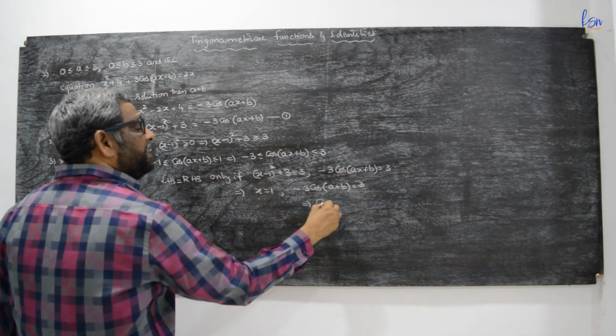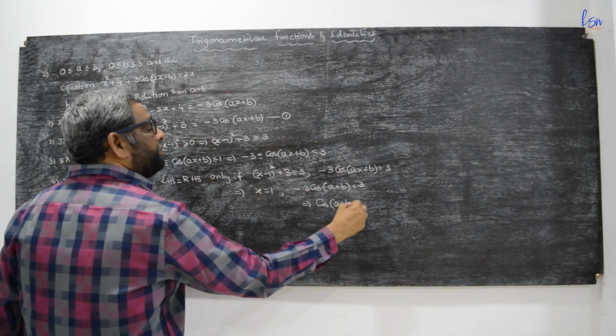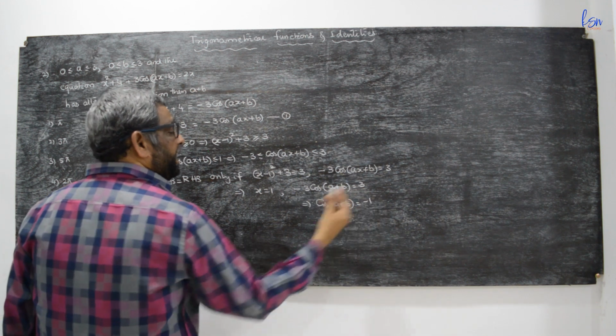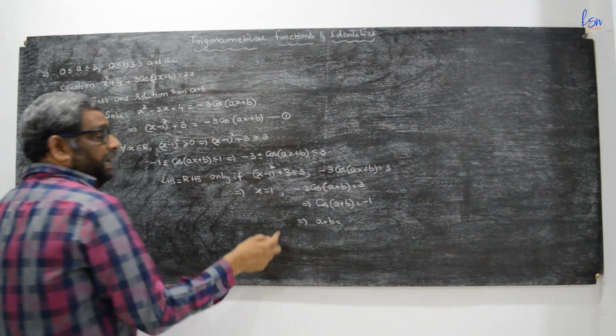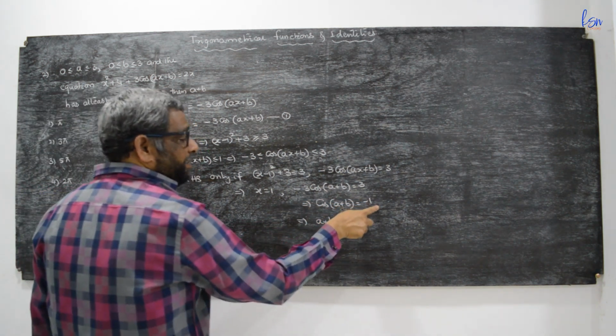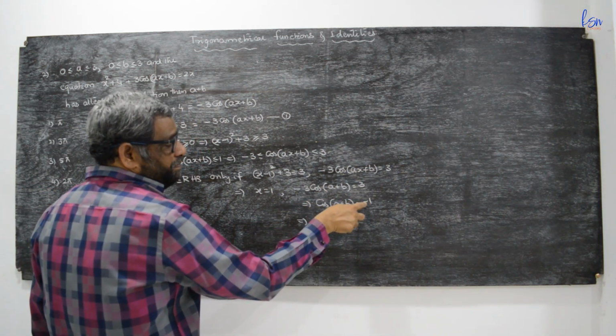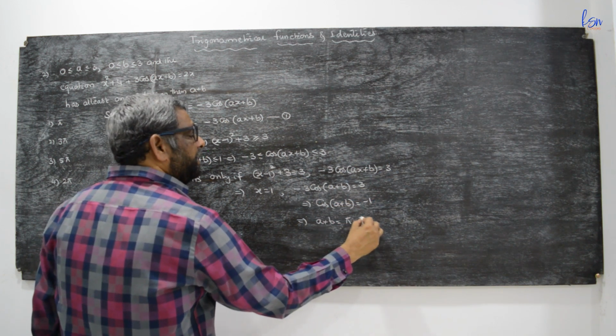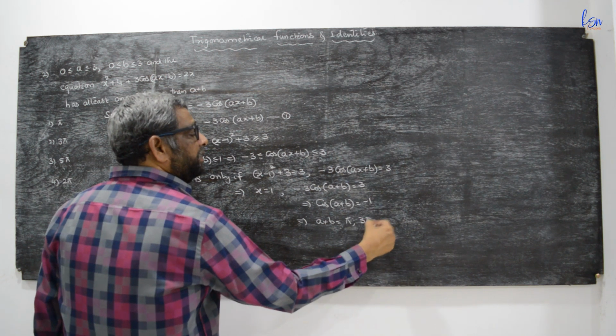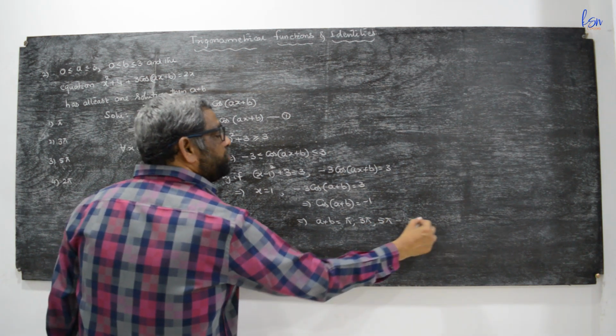It implies cos of a plus b is equal to minus 1. This implies a plus b is equal to 2n pi plus or minus alpha, under 2n pi plus or minus pi, by giving that pi, 3 pi, 5 pi and so on.